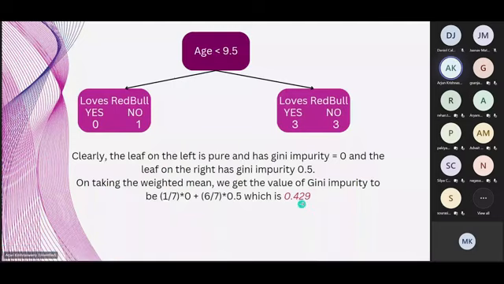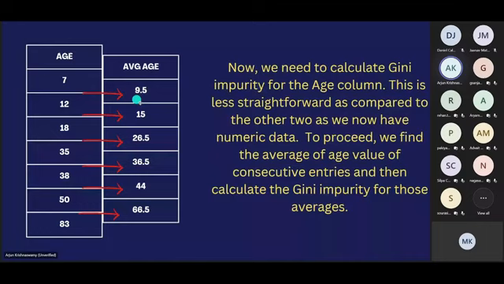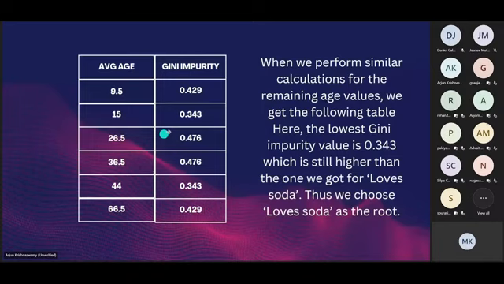If we perform the same thing for the other average ages, we just saw 9.5. If we do the same for 15, 26.5, etc., we get these values of Gini impurity: 0.429, 0.343, and so on. From this table, our main objective is to reduce the impurity, right? So we have to take the age with the lowest Gini impurity, and here the lowest Gini impurity is 0.343.